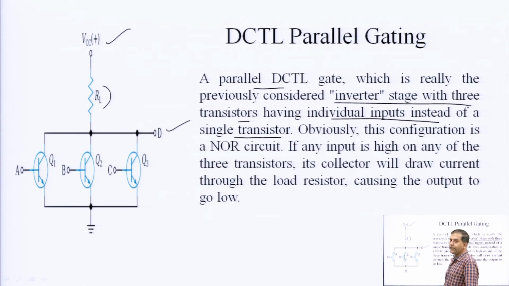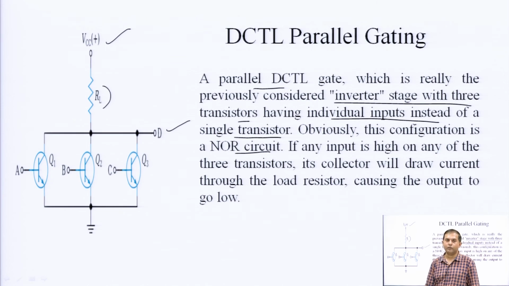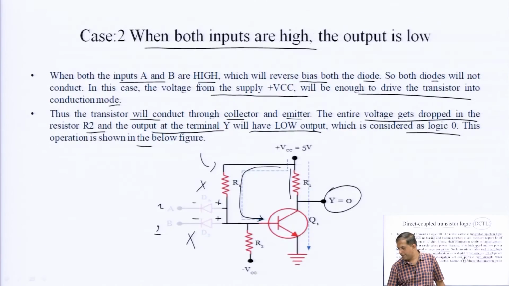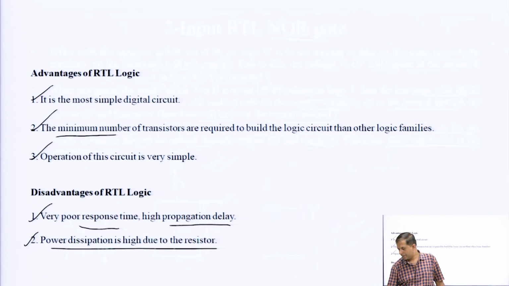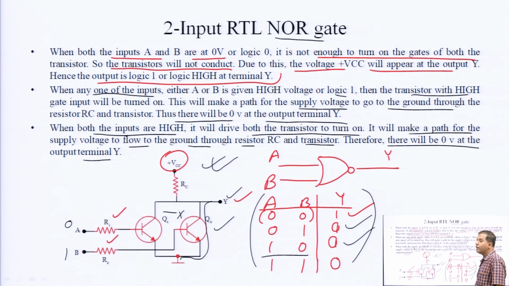Okay. Previously it was an AND gate, right. Now, here it is like an inverter. Obviously, this configuration is a NOR circuit. So, previously we have discussed the NAND gate, now we are going to discuss the NOR gate. Okay. Already we know the truth table of the NOR gate. Let us check once again. This is the truth table of the NOR gate.